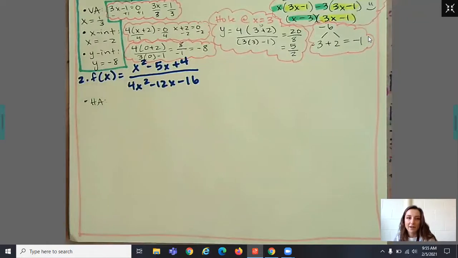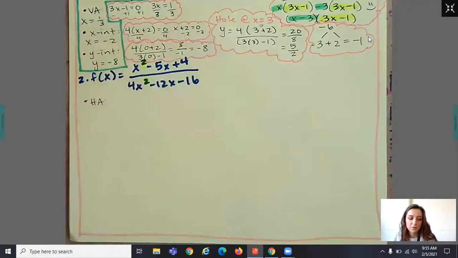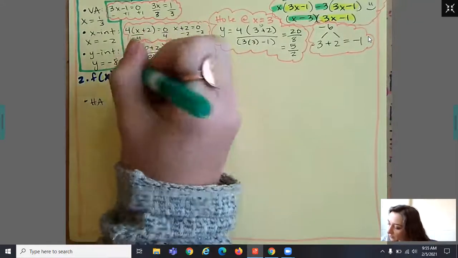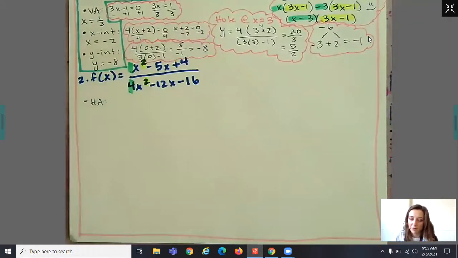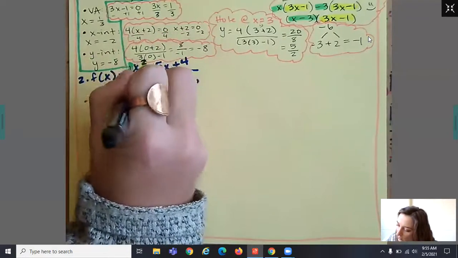And since we do have x squared on the top and the bottom, since those are equal, we are going to use the ratio of the leading coefficients. So the number that's in front of x squared is 1. That means that our horizontal asymptote is at y equals 1/4.